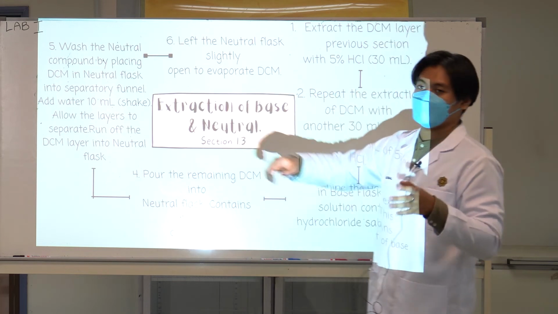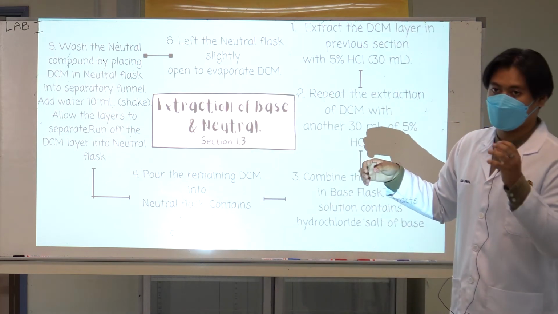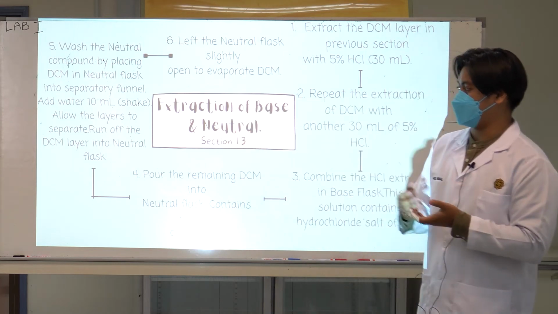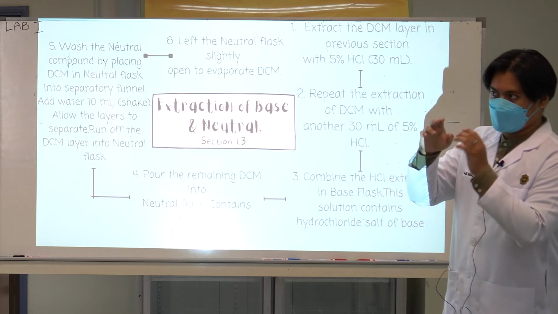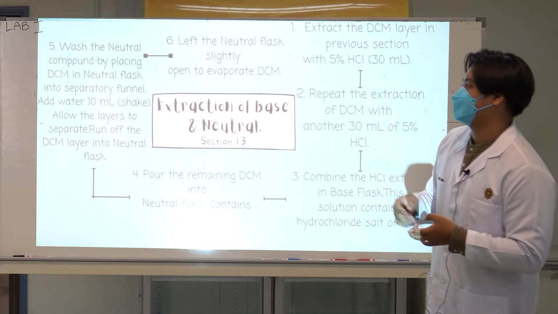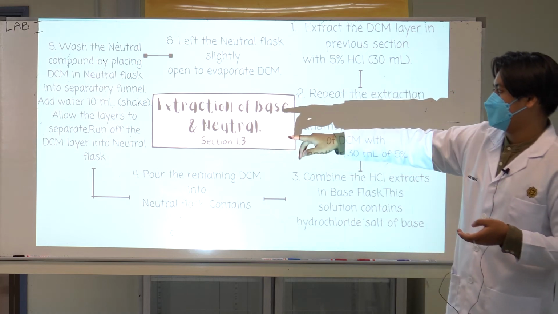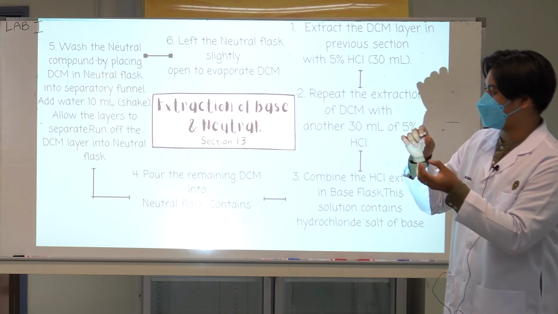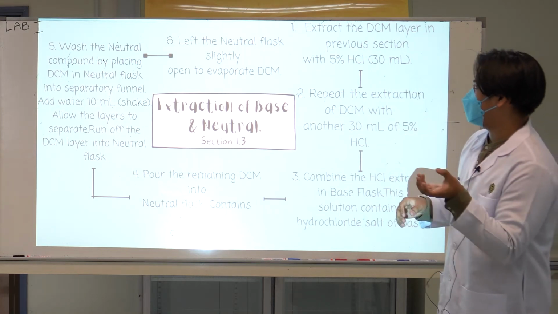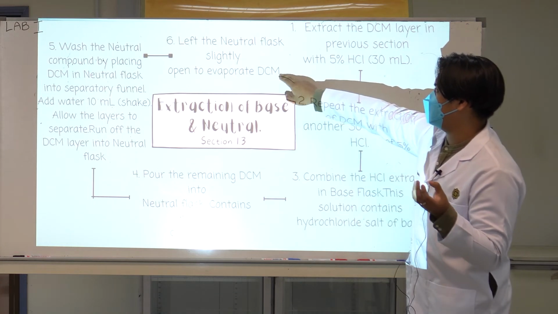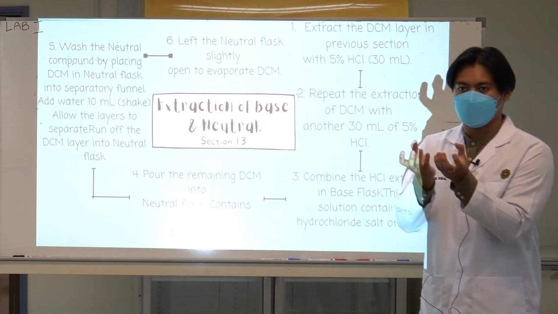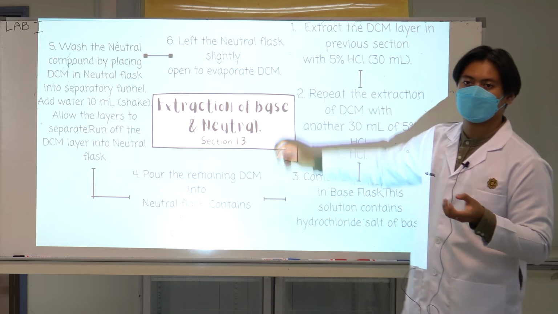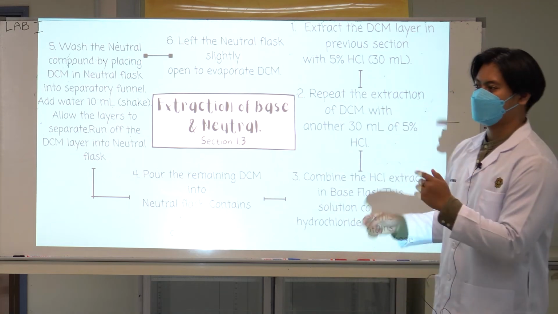Wash the neutral compound with DCM in the neutral flask, and then we add 10 ml water. We shake, and now we have 2 layers again. The bottom layer is still DCM, but now we run the layer into the neutral flask. We need to leave the neutral flask slightly open to let the DCM evaporate. Okay. Next.